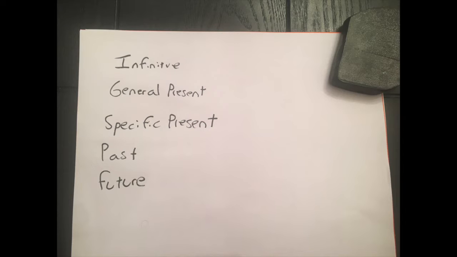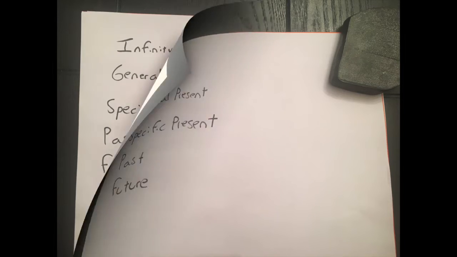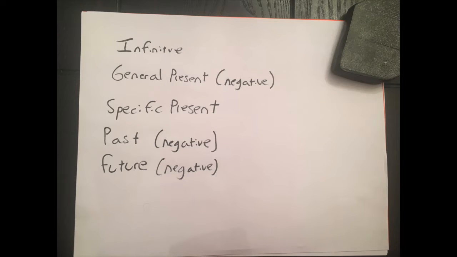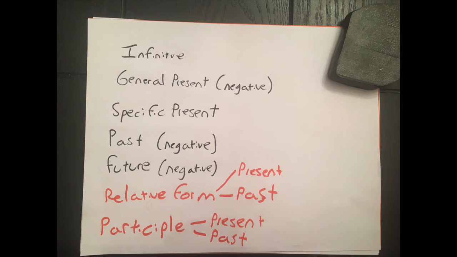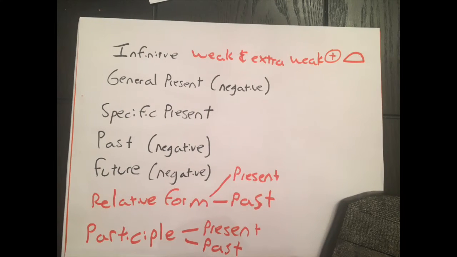As far as the tenses, very much like English, you have the infinitive, the general present, specific present, the past, and the future. There's also, of course, your negative tenses. You're going to have your general present negative, your past negative, your future negative. And we're going to get to all of these. There's also two verb tenses that exist in Egyptian that don't exist in English. The relative form, which has a present and a past, and the participle, which has a present and a past. So don't worry about those for now. We're going to get to them.